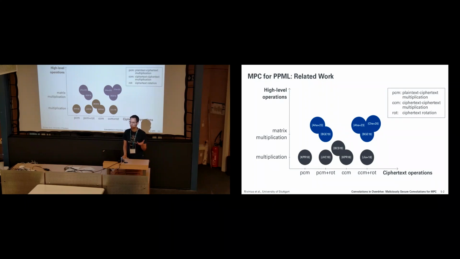Then the next generation, more or less, of MPC protocols directly do matrix multiplications. Here you can see that basically all the work uses these rotations. And then there are the few convolution works that directly try to do the convolutions and cleverly operate on ciphertexts to avoid the rotations.